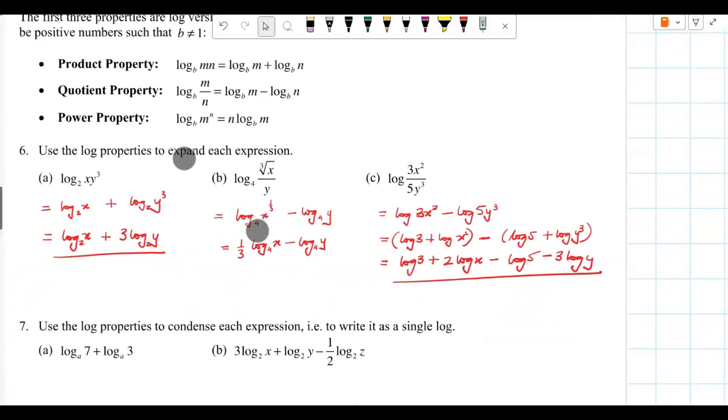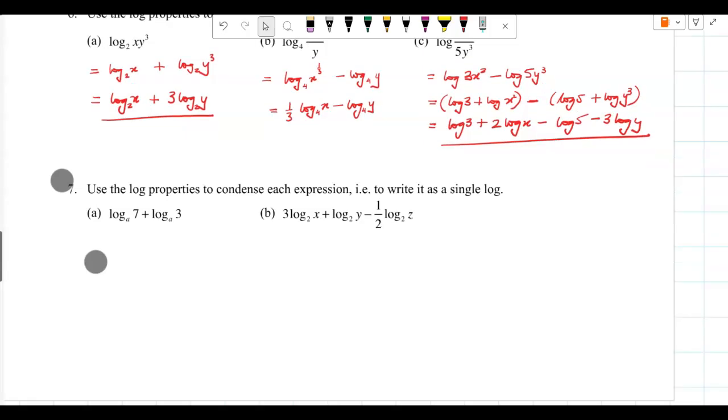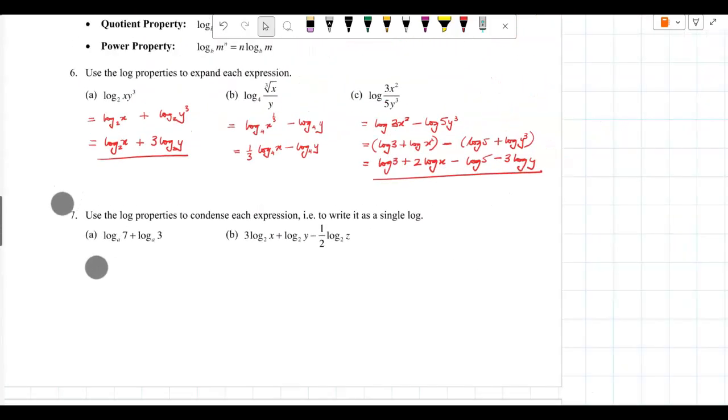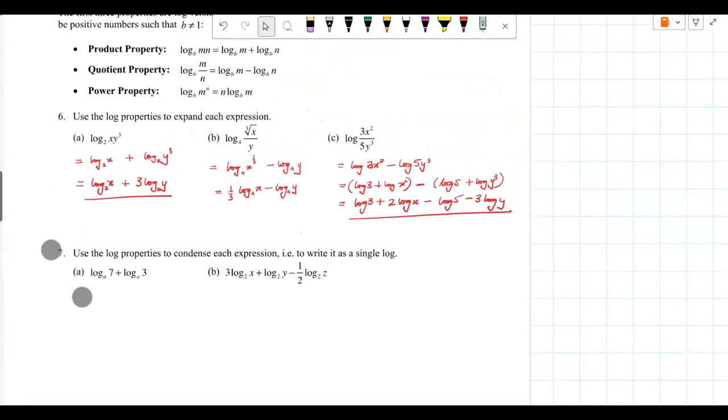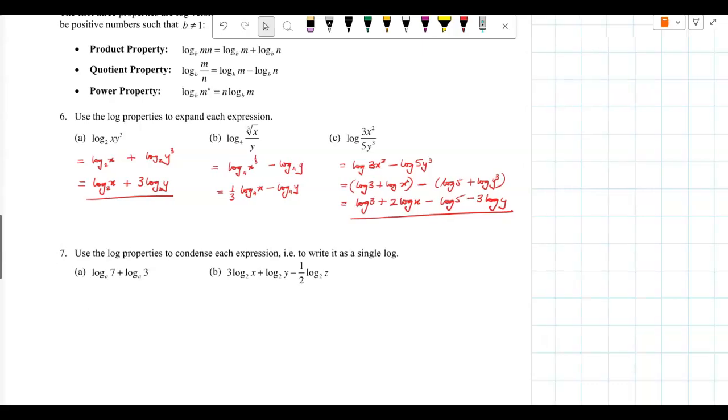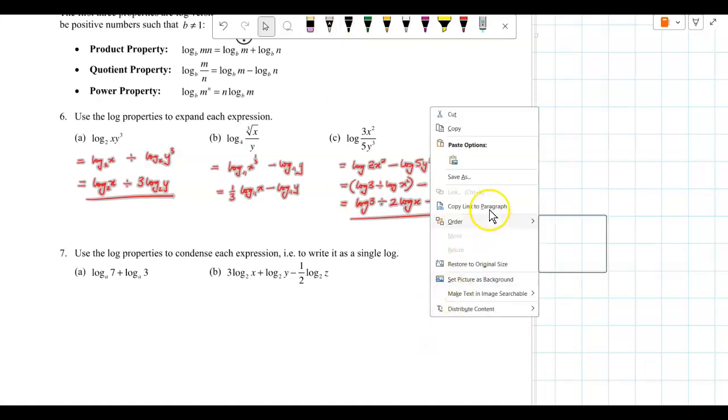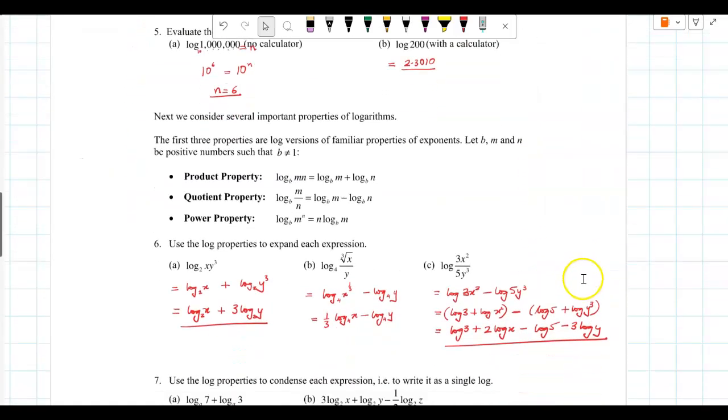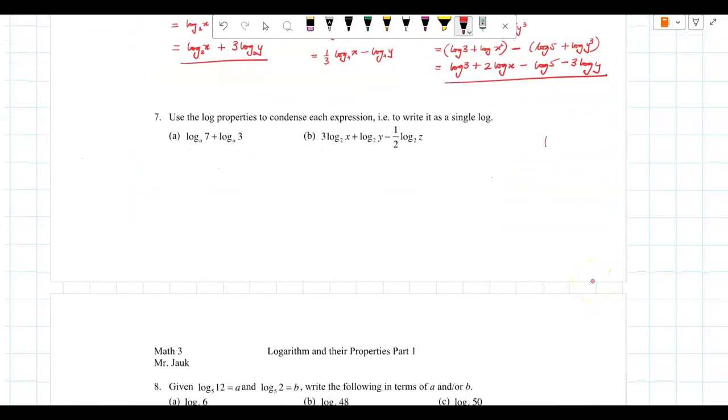Good. Now the reverse operation. Use log properties to condense this expression. Condense. So what we are doing is we will look at the log properties in reverse. What it means is, if you're adding, it's the product property, so you would multiply. So basically you're thinking like this: log m plus log n, you'll do log mn. In the brackets you just multiply. The base will remain the same.